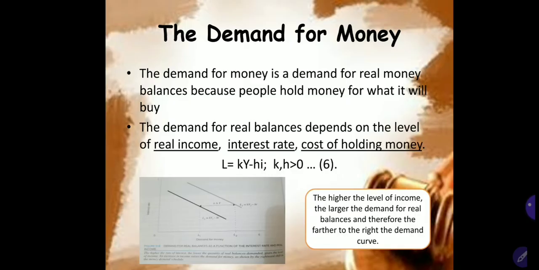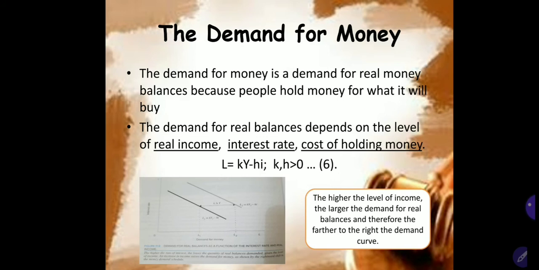And the demand for money. The demand for money is a demand for real money balances because people hold money for what it will buy. For example, let's say that the price level is higher, then the more nominal balance a person has to hold to be able to purchase a given quantity of goods. If the price level doubles, individuals or people also should hold twice as high a nominal balance in order to be able to buy the same amount of goods.